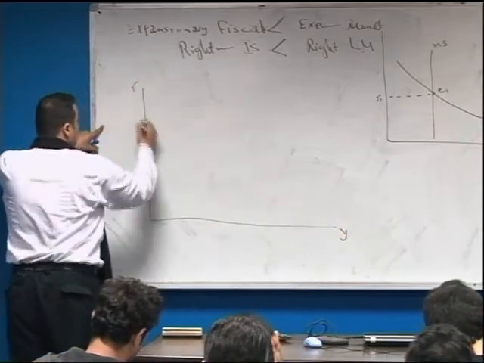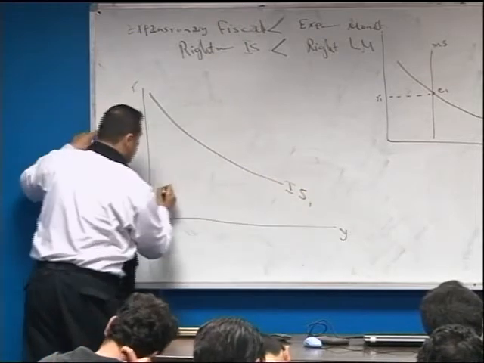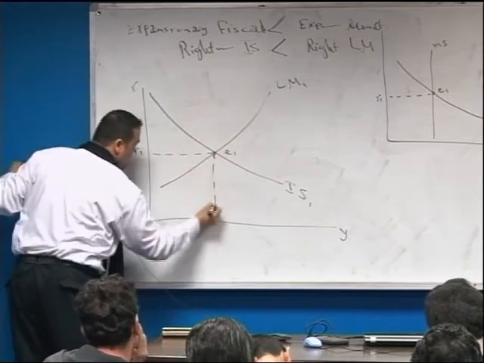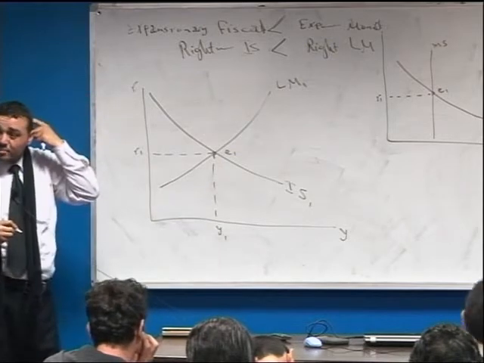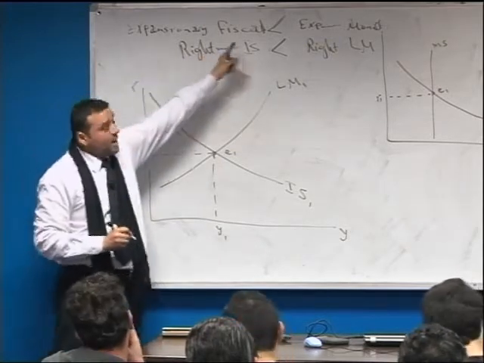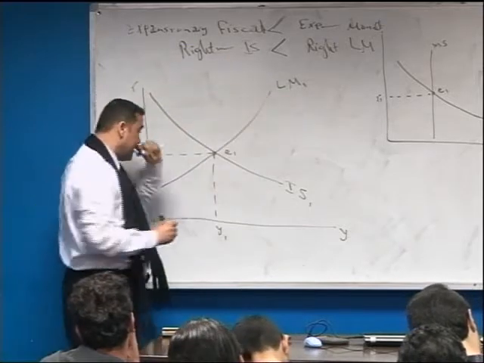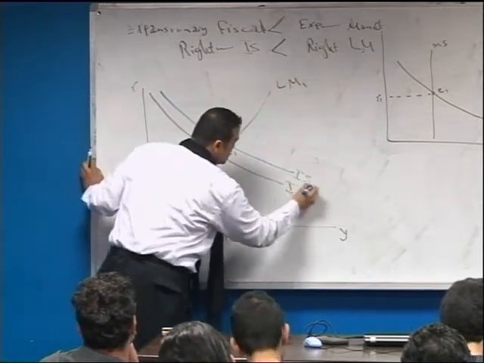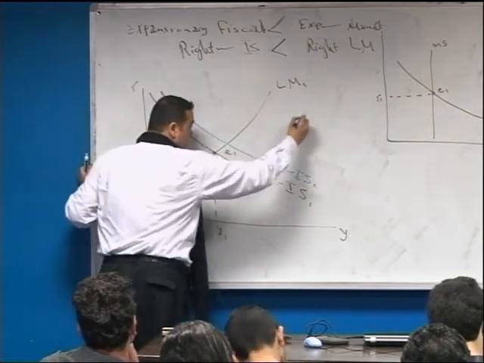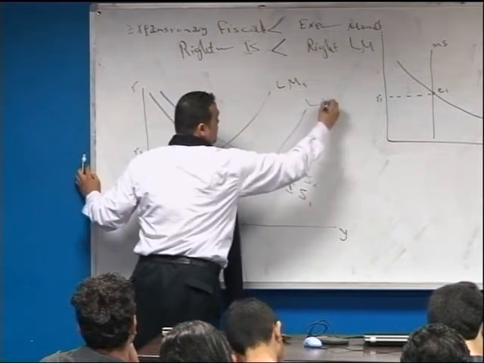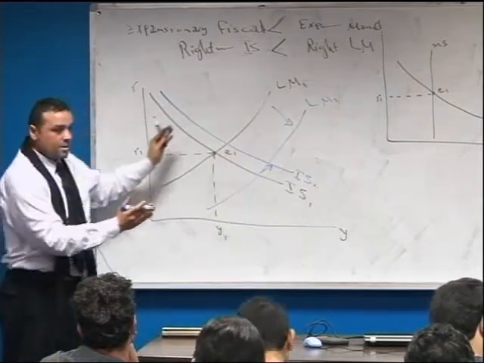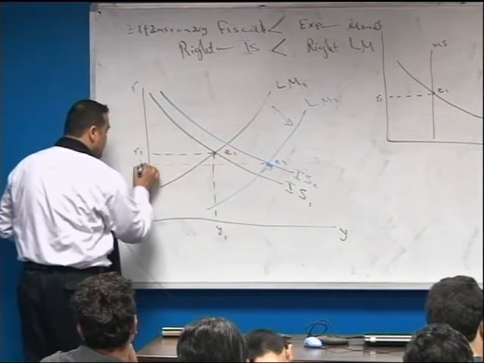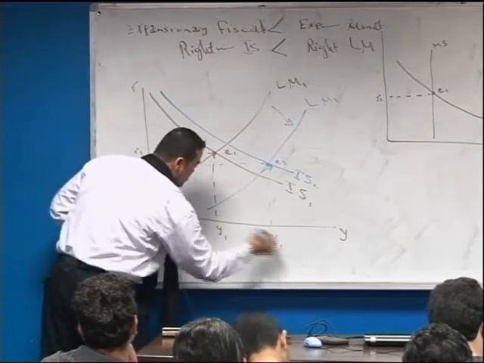Y R IS1 LM1 and this is A1 R1 Y1. مين تأثيره أكبر؟ الإكسبانشن فيسكال أصغر من or less than the expansion monetary، وبالتالي في عندي increasing في IS with a small هيك this is IS2 وكبير LM اجى هيك to LM2. مين الزيادة فيه أكبر؟ LM مظبوط؟ وين التقوا؟ هان A2 R declined to R2 Y increased to Y2.